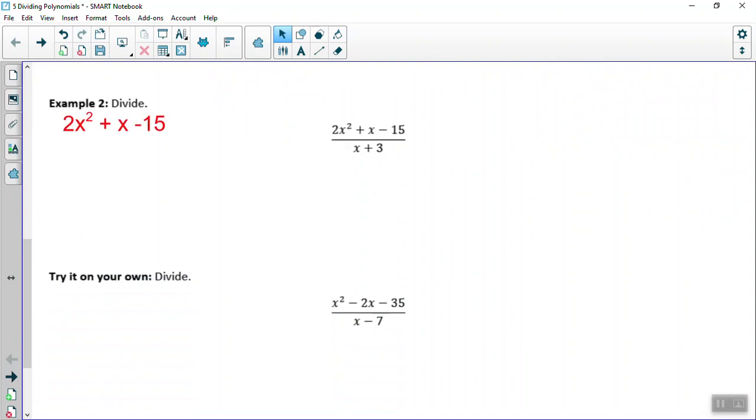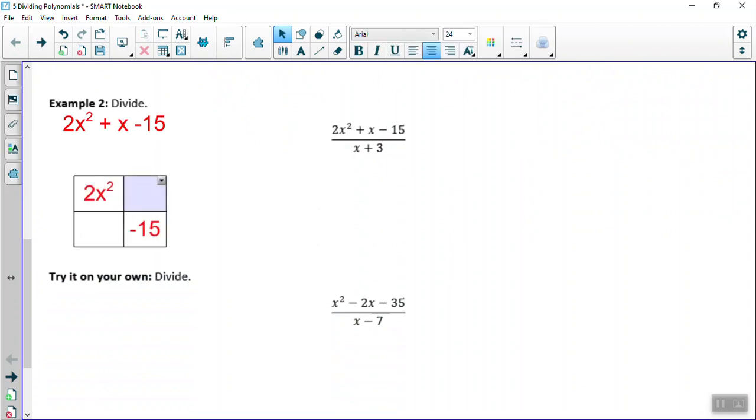So when I go to make my box, right, my a term, 2x squared, my c term, negative 15. All right, now we got to fill in these two squares. So I'm going to do my a times c. 2 times negative 15 gives me negative 30. Okay, it has to multiply to a negative number, has to add up to a positive number. So when I go to find my factors, my bigger numbers have to be positive. My smaller numbers are going to have to be negative.